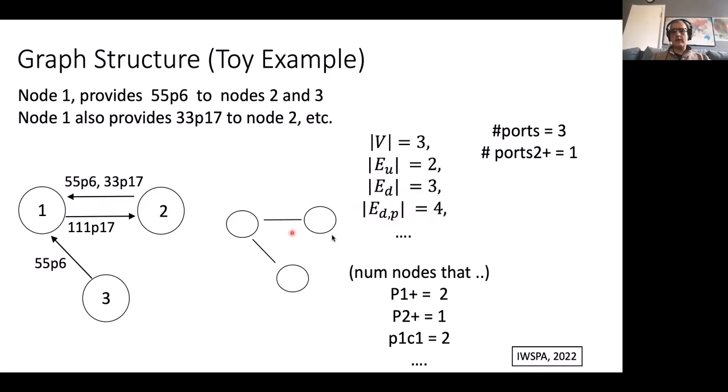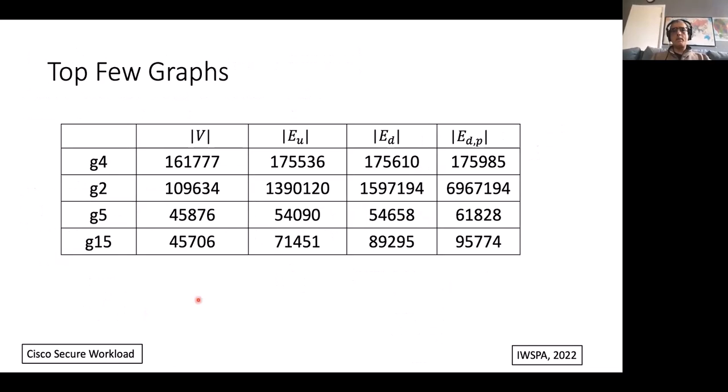Okay, let's go to some properties of the graph. So that was it. Nodes are the same type, but edges are associated with ports and protocols. And so the number of undirected and directed edges for some of the graphs are shown here in order of number of nodes. You can see that the number of directed, which could be as much as twice the number of undirected, is very close to the number of undirected. This implies that there are not many cycles of length 2, or relations are not reciprocal.